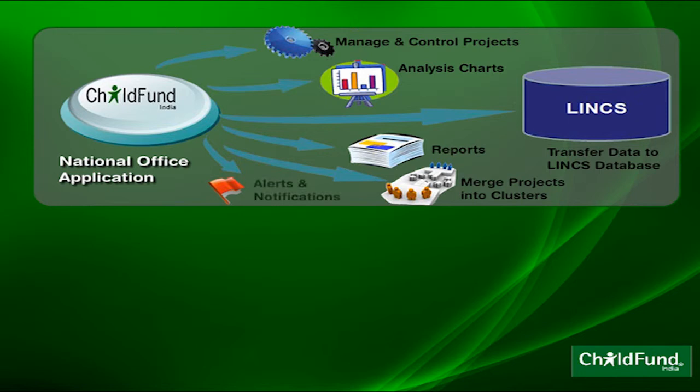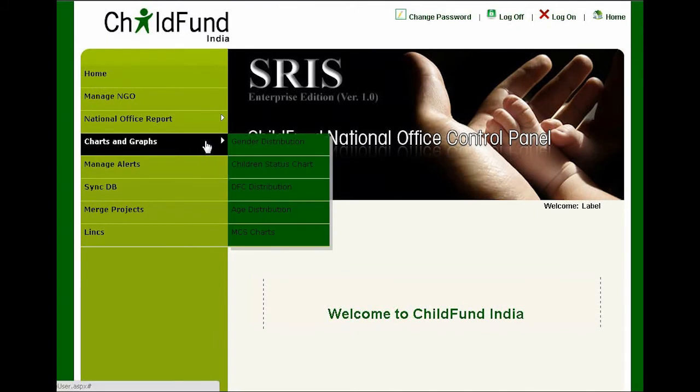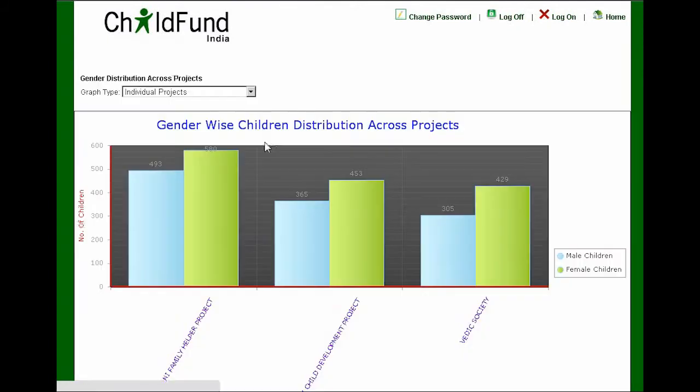Management can also send notices and raise alerts, like in case of pending MCS slips and high delinquent rate, to a project. These notices can also be sent using an SMS gateway. This is the National Office edition of SRIS. Let's go to charts. Okay, they are neat, aren't they?